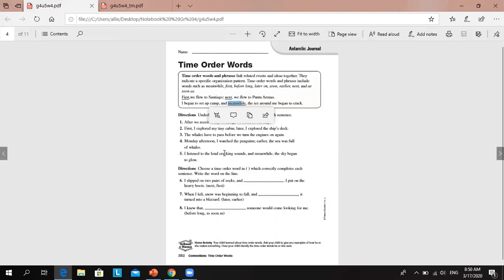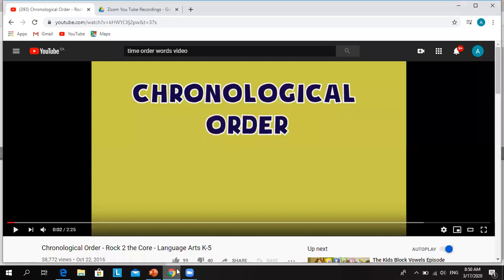So I'll quickly play a video to show us how time order words are used so that we can picture them as well.